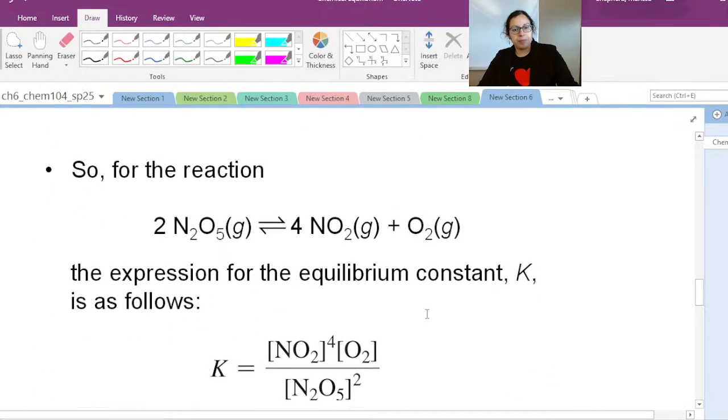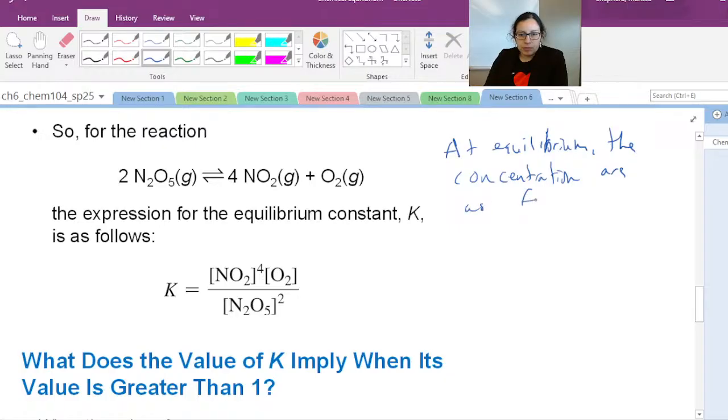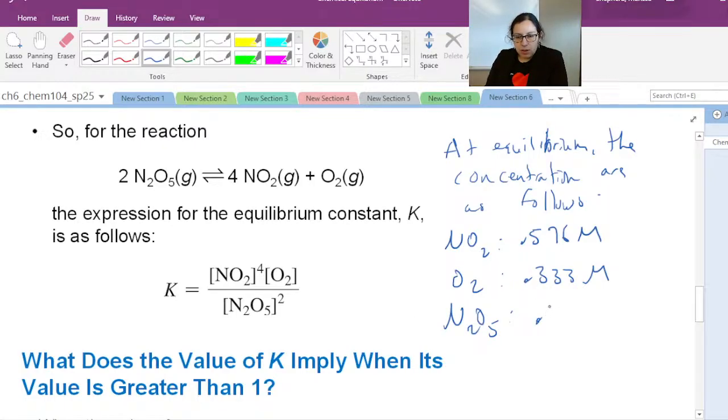The only other thing I might make you do is calculate this. At equilibrium, the concentrations are as follows. I'd have to give you, let's just say, NO2 is 0.567 molarity, O2 is 0.333 molarity, and N2O5 is 0.101 molarity. See if you can plug that in and see what that would look like. You're just plugging these numbers into that expression.